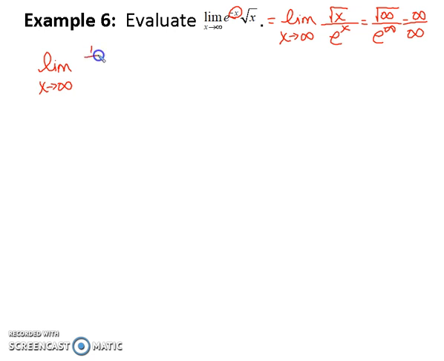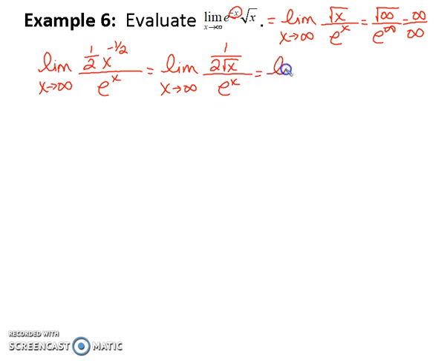So for my L'Hopital's rule, if I take the derivative of the square root of x, that's like x to the 1/2. So I've got 1/2 x to the negative 1/2. And the derivative of e to the x is e to the x. Now, if I deal with that x to the negative 1/2 first, this would be like 1 over 2 square root of x over e to the x, or since I've got a fraction over the e to the x, I can write it as 1 over 2 square root of x, e to the x, all in the denominator.